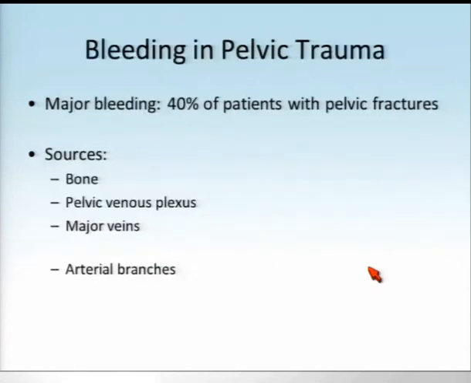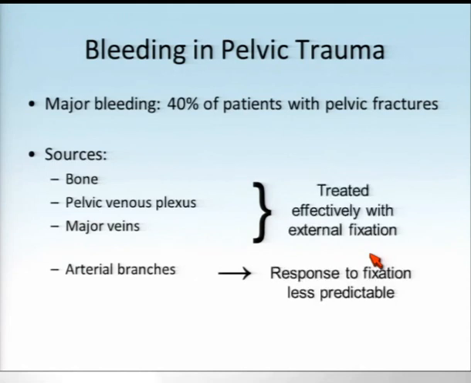We know that there is major bleeding in about 40% of patients with significant pelvic fractures, and that the management differs based on the source of that hemorrhage. When the hemorrhage originates from the bony injuries themselves or venous injuries, those patients are typically treated fairly effectively with external fixation. However, when the hemorrhage originates from an arterial source, that response to fixation is less predictable, and those patients often require embolization, transcatheter embolization.